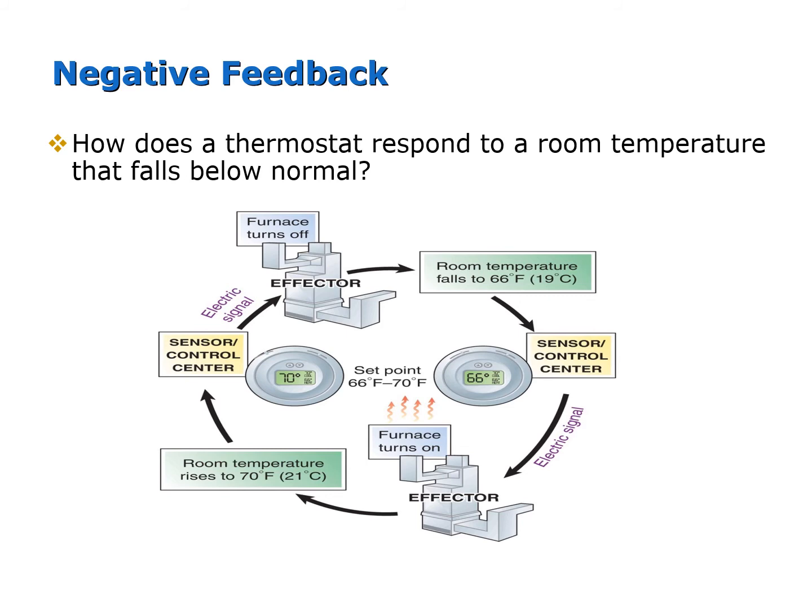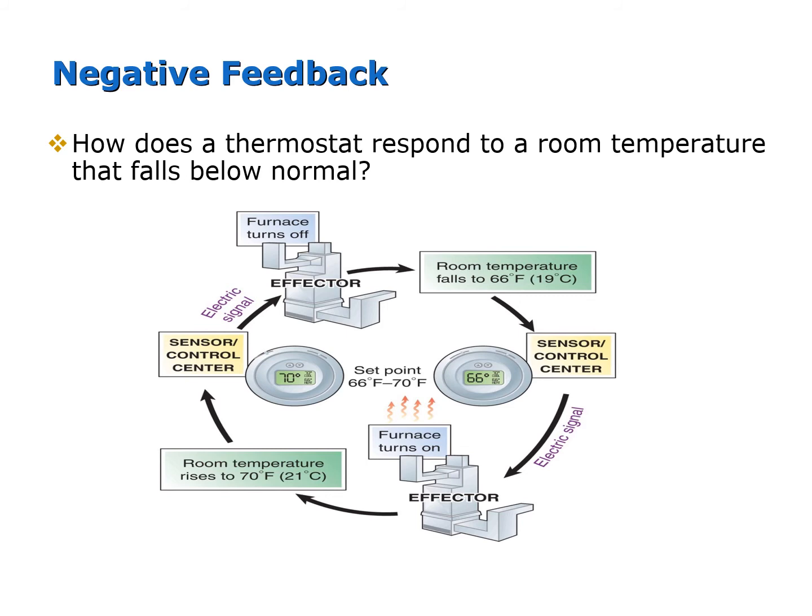So the sensor is perceiving the temperature. Whenever the temperature is lower than 66, it's too cold, right? The sensor will feel it and will alert the control center. The control center will close the circuit and send an electric signal to the effector, which is the furnace. The furnace will turn on and the heat will be released in order to increase the temperature that was lower than 66. As a result, the temperature in the room will increase to our second set point, which is 70. We don't want it higher than that.